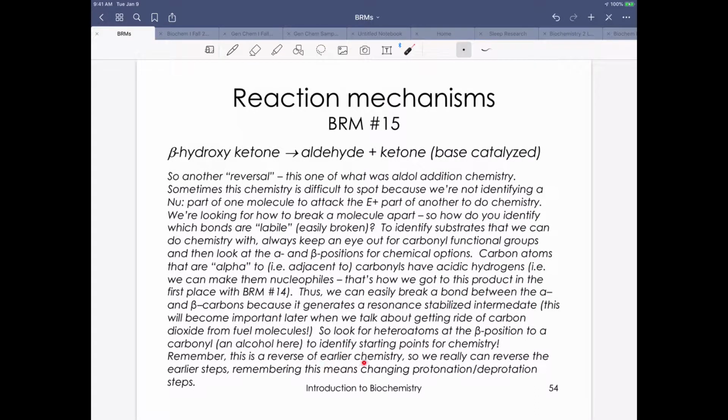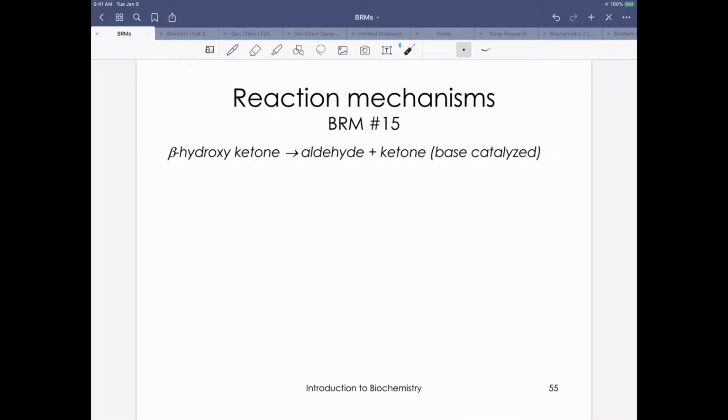And again, this is going to be the reversal of the mechanism that we just did. So what we're really going to be able to do is reverse earlier steps, but also that means reversing the kinds of chemistry that we're doing. So doing protonation events when we saw deprotonation in the forward direction. So let's go ahead and start out this mechanism and see if it all makes sense here. So I'm going to start with the beta hydroxyketone.